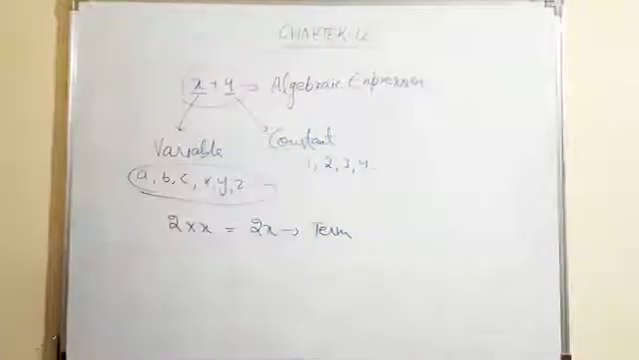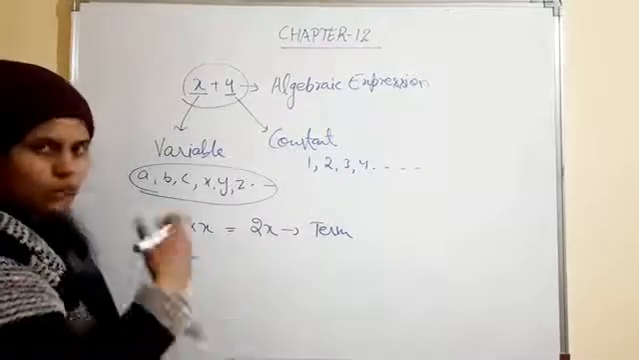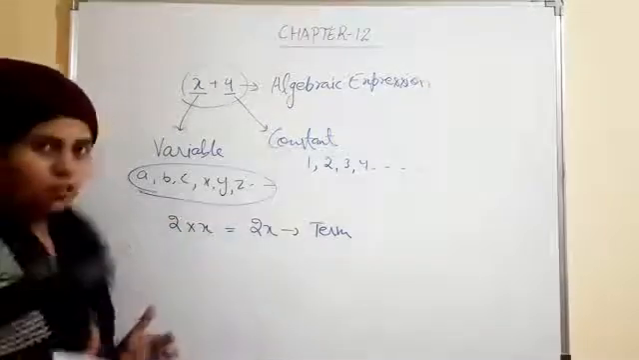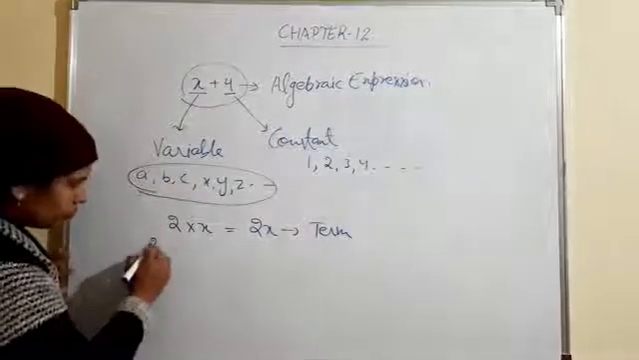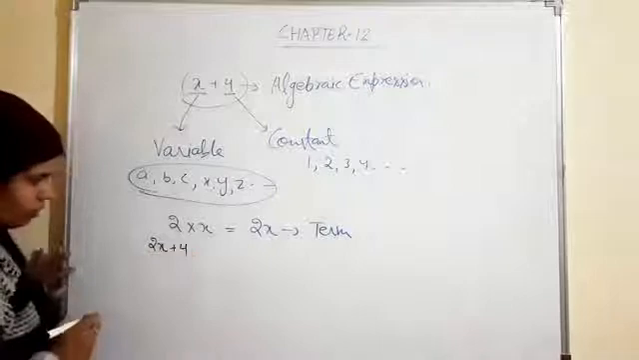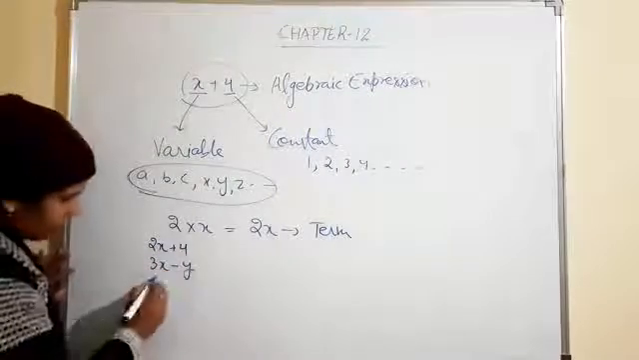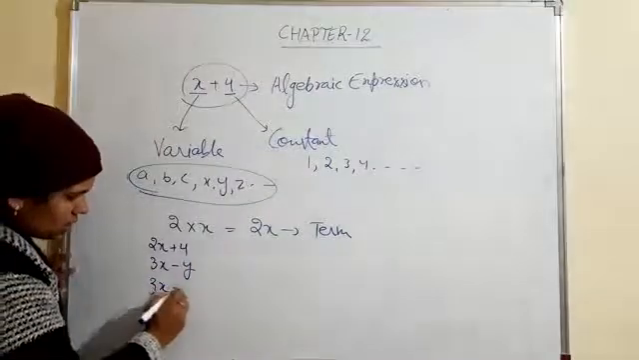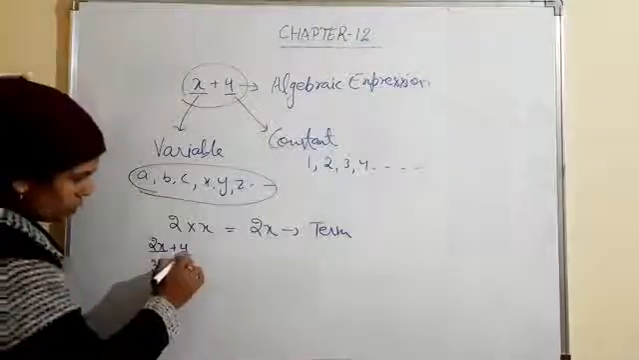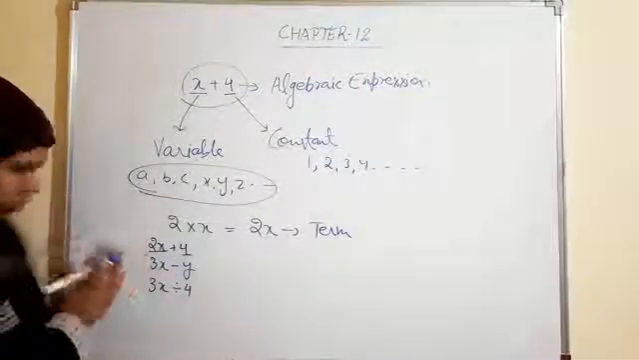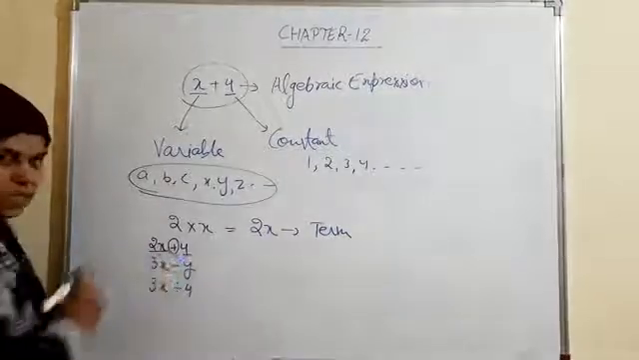Next, after the term: when we add 2 or more than 2 terms with the help of a mathematical operation, then we get algebraic expressions. For example, 2x plus 4. Next is 3x minus y. Then take one more example, 3x divided by 4. Here 2x is a term and 4 is a term. Both terms are added by the mathematical operation, that is a plus sign. So this one is an algebraic expression.